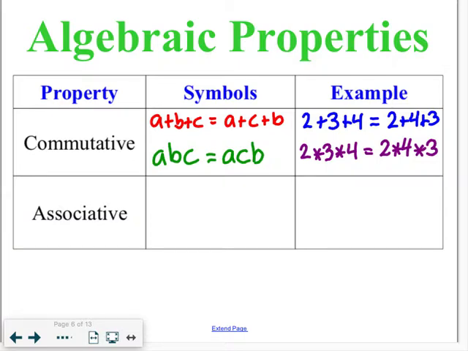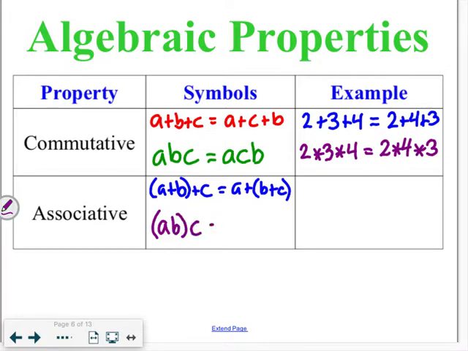The associative property is a similar idea, but instead of shifting the order of the numbers, we're going to shift the location of the parentheses. So if I have in parentheses A plus B plus C, I can shift those parentheses to A plus parentheses B plus C. Again, the same thing works with multiplication. So if I have A times B in parentheses times C, I can change that to A and then in parentheses B times C.